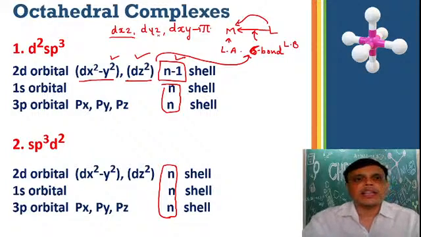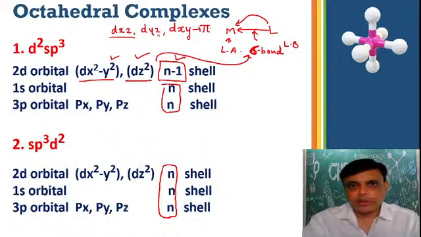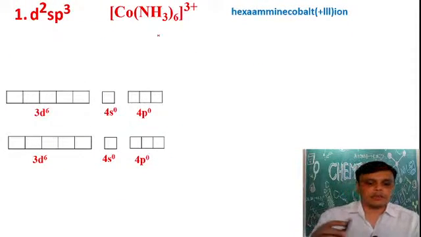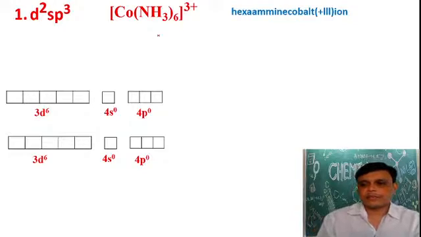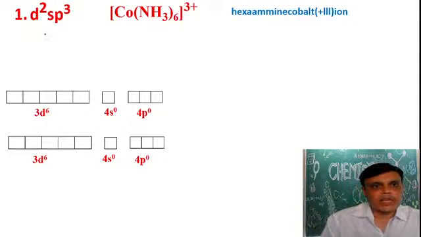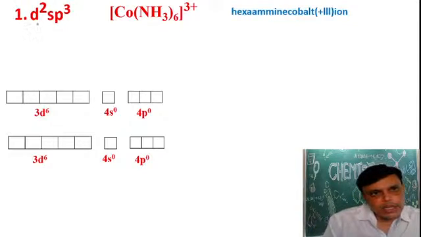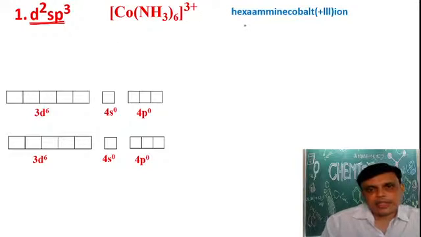Now what is the n minus 1 shell, what is n shell, that we will see while we discuss the problem. Okay, so first we will discuss this problem, that is type number 1 d2sp3. Type number 1 is d2sp3 hybridization, and example is [Co(NH3)6]3+, and the IUPAC name is hexaammine. 6 amines are there, so hexaammine, metal is cobalt 3 plus ion.